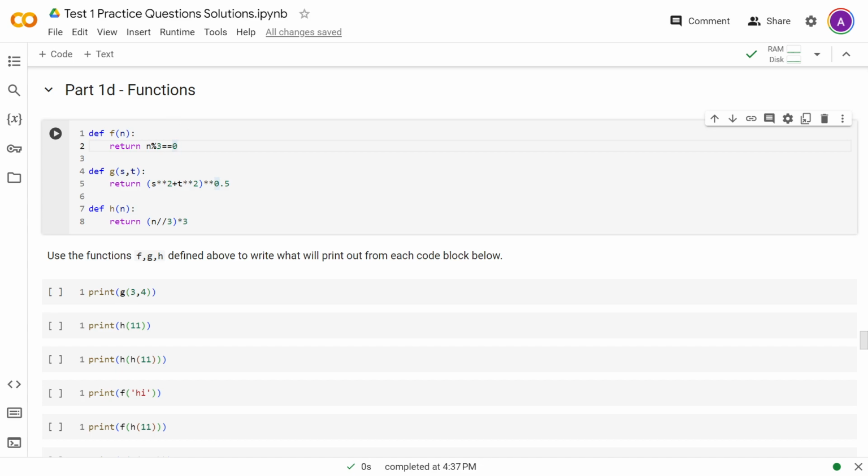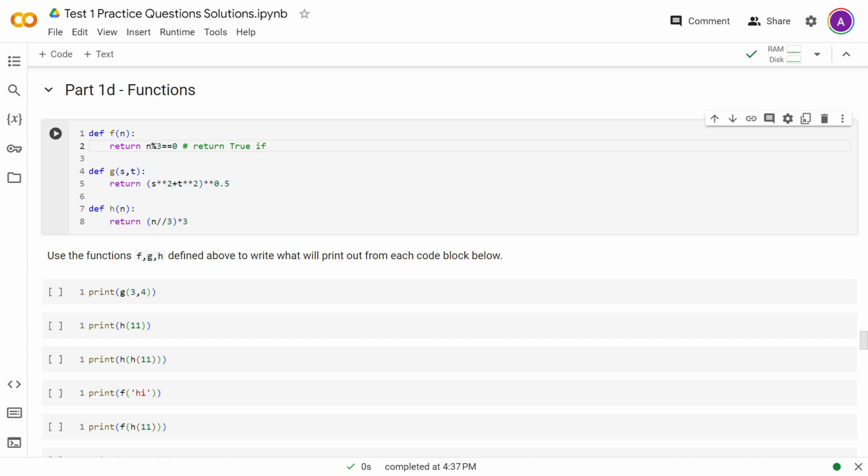So the first function, f of n, we plug in something called n. I guess it's a number because we're doing division. We take n, get the remainder after division by 3, and then check whether that remainder is equal to 0 or not. Because of the equal equals, this whole thing is going to return either true or false.